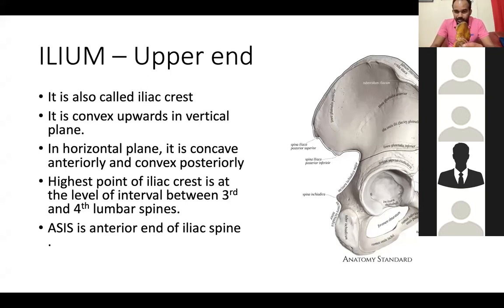So the anterior superior iliac spine is the anterior end of the iliac crest, and it provides attachment to a ligament and a muscle. The ligament is the inguinal ligament and the muscle is the sartorius muscle. Is it clear, everybody?